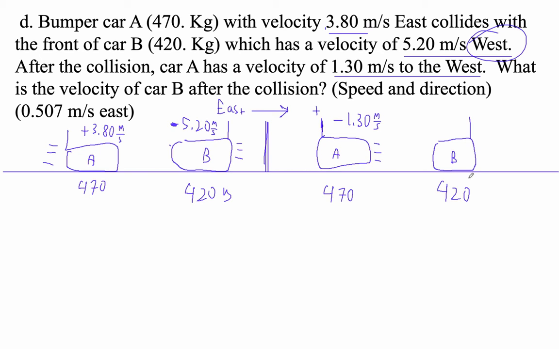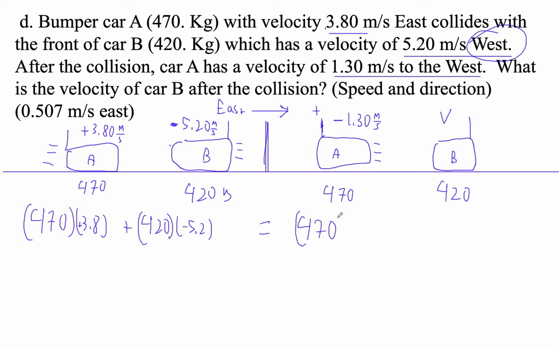Okay, and then what we want to know is, what is the velocity of this guy? Well, whatever the velocity is, it's got to be such that the total momentum before and after are equal, right? So that's the beginning of this. Okay, so we're going to go 470 times 3.8, and that's positive because it's to the right, plus 420 times negative 5.2 because it's to the left. Okay, that equals 470 times negative 1.3 plus 420 times V.